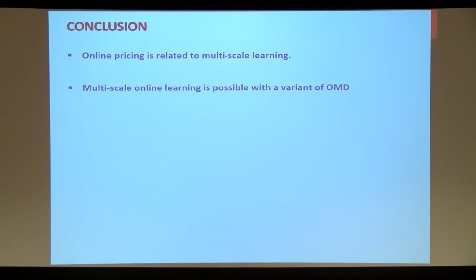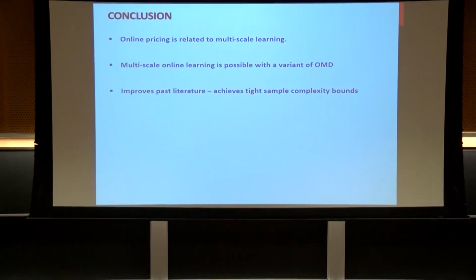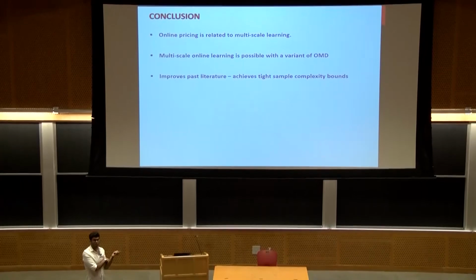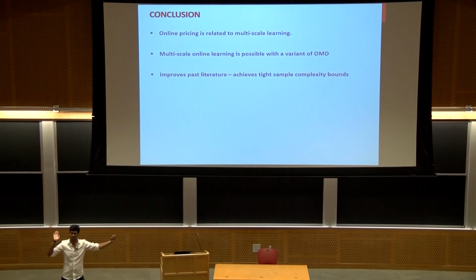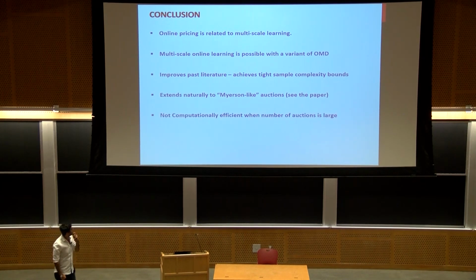So let me summarize my talk in the following way. We looked at online pricing, and we showed how this problem is basically an instance of multi-scale learning. We showed how to do multi-scale online learning with a variant of online mirror descent. And this improves the past literature in the sense that it achieves tight sample complexity bounds for online pricing, even though we are in an online adversarial setting and there is no underlying distribution. This also extends naturally to Myerson-like auctions. We have some cool bounds for that. See the paper, please, and I would be happy to talk about it offline.